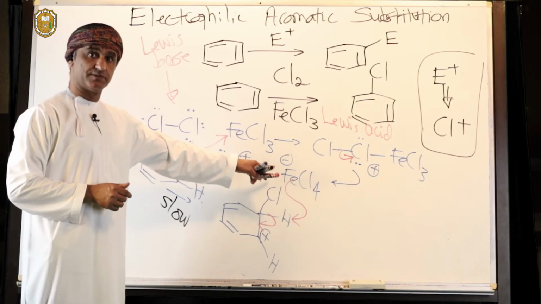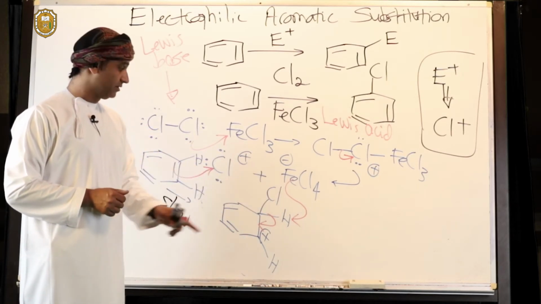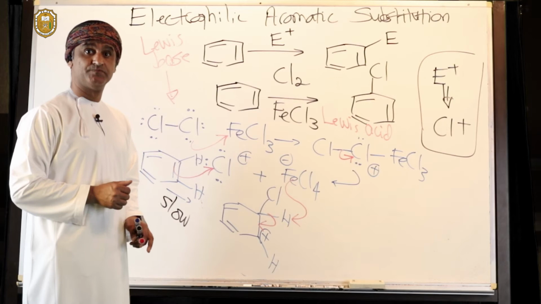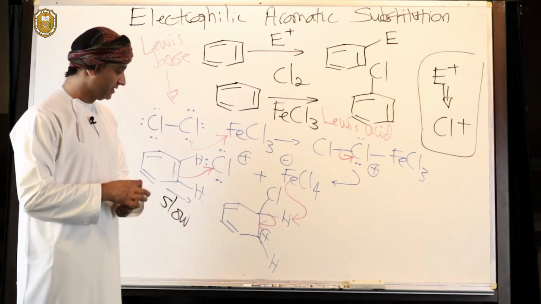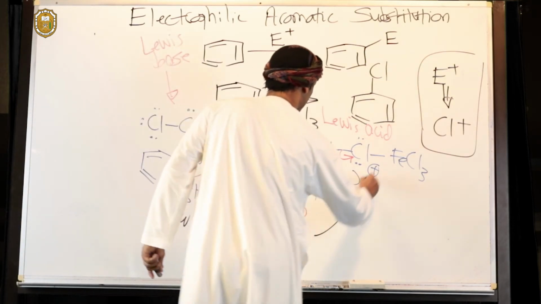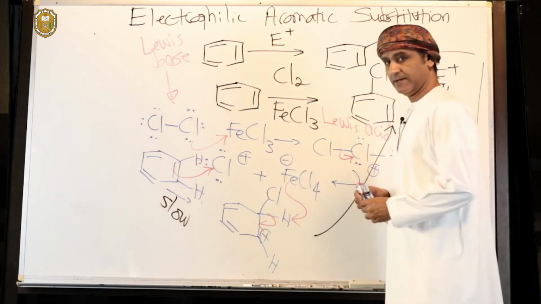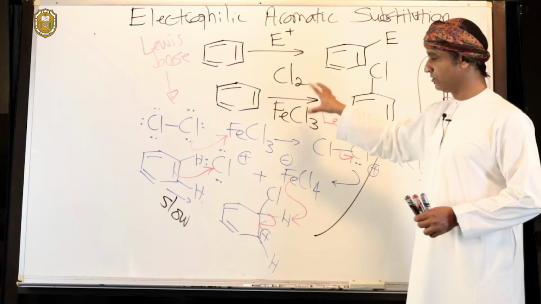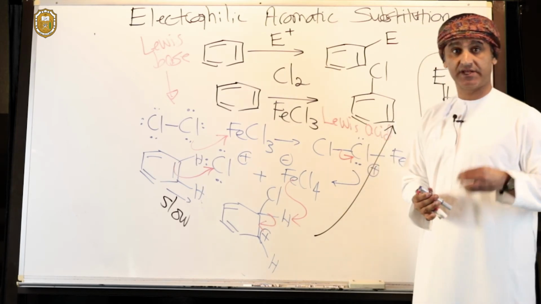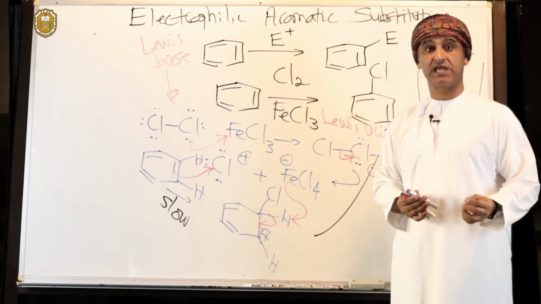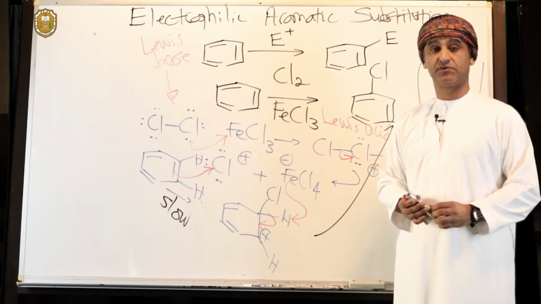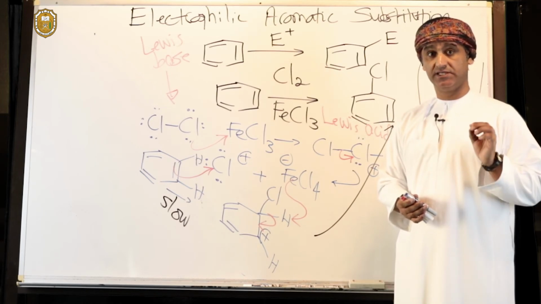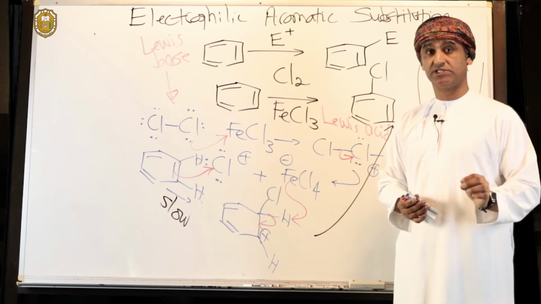The Lewis base, or the base, takes off that proton. The hydrogen-carbon bond is broken. A new carbon-carbon double bond is formed to give chlorobenzene as the final product in this chlorination reaction. So this chlorination reaction is another example of a halogenation reaction of benzene, when the benzene ring reacts with chlorine in the presence of a Lewis acid, which is iron 3 chloride.